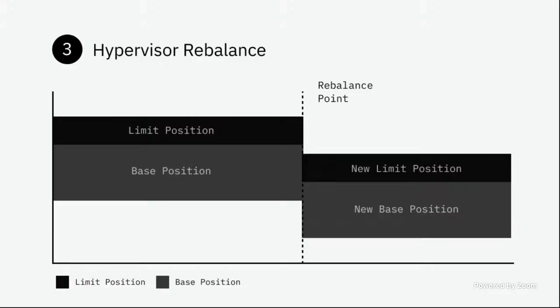So whenever a rebalance is triggered, as you can see by that vertical line called the rebalance point, basically the position ranges get moved. And it could be the case, like you can see here, that the limit position is still at the top and the base position is still at the bottom.